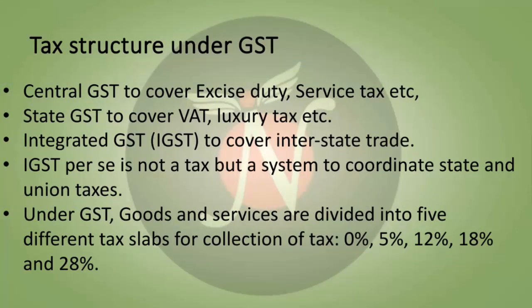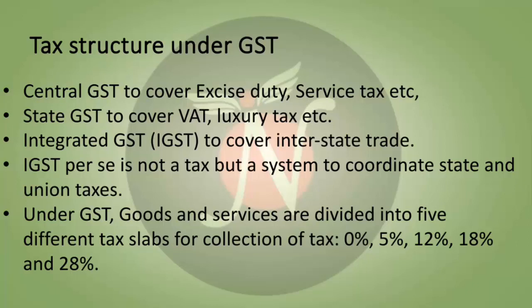What is the tax structure under GST? Central GST to cover excise duty, service tax, etc. State GST to cover value added tax, luxury tax, etc. Integrated GST, which is IGST, is to cover interstate trade. IGST is not a tax but is a system to coordinate state and union taxes.